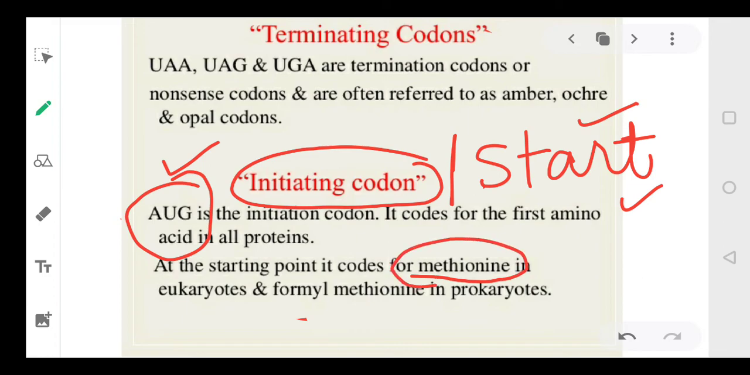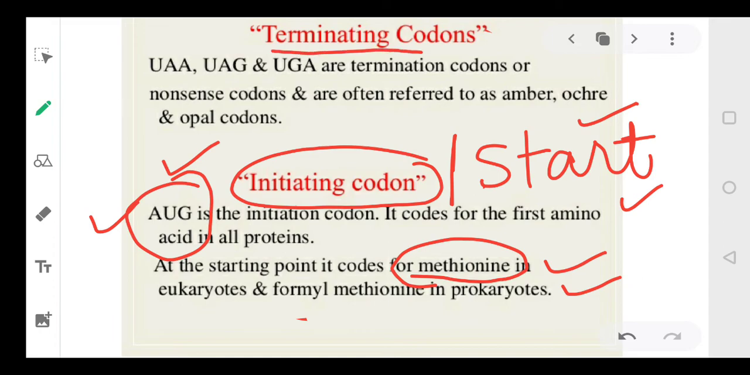ठीक है? So initiating codon को हम start codon भी कहते हैं, और हमारा start codon होता है AUG. और AUG हमेशा methionine amino acid बनाता है in all organisms. So सबसे पहले कौन सा अमाइनो एसिड बनता है? Methionine. This is the first amino acid which is made.